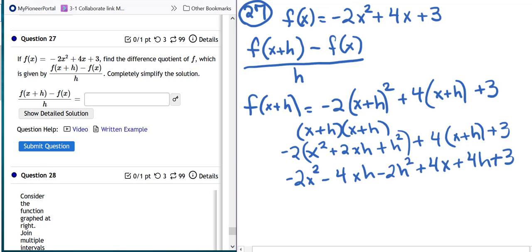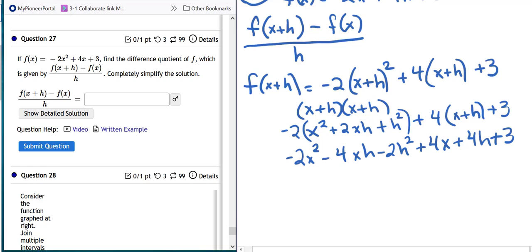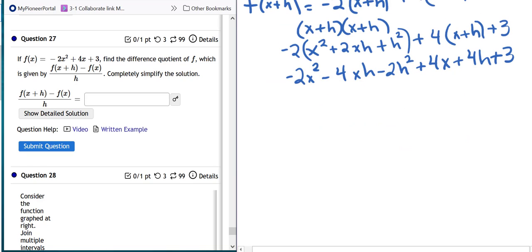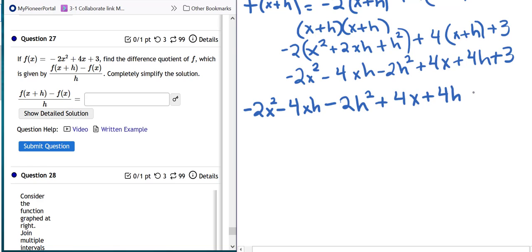So let's see if I can get a little more space. I can see it from the other screen. All right, this last line is f of x plus h. So I'm going to go ahead and put that. Right? I'm going to need to subtract f of x.